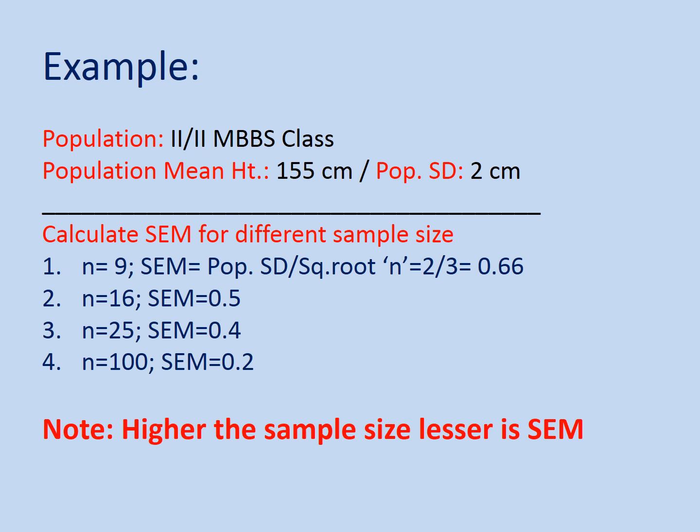Now there are 4 situations, or 4 different samples, and we have to calculate the SEM for all these 4 different samples. The sample size of the first sample is 9, meaning out of 200 students we have taken a sample of 9 randomly selected students. For that first sample of 9 students, we have to calculate the standard error of mean. So in this data we have the population mean and we have the n. So remember the formula of standard error of mean: population standard deviation divided by square root of n.